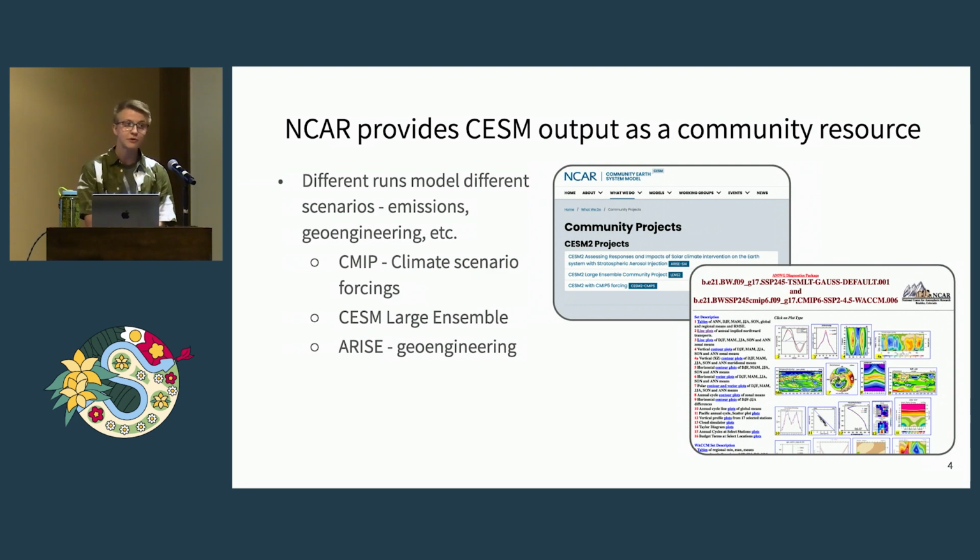So NCAR provides output from CESM as a resource for the community. There are a number of different runs that we provide, all of which model different scenarios based on different things that might happen with carbon emissions, things that people might want to try with geoengineering, and so on. You might have heard of CMIP, the Climate Model Intercomparison Project, which looks at different climate scenario forcings. We also have the CESM Large Ensemble and some runs dedicated to geoengineering. The idea of this is that we provide these to the public so people can use them and analyze them however they want to.